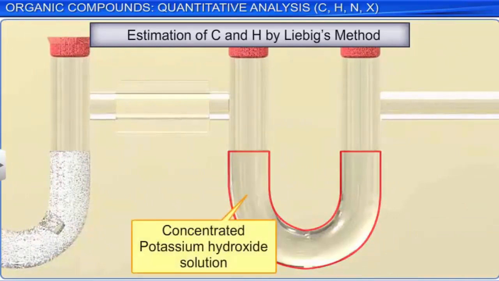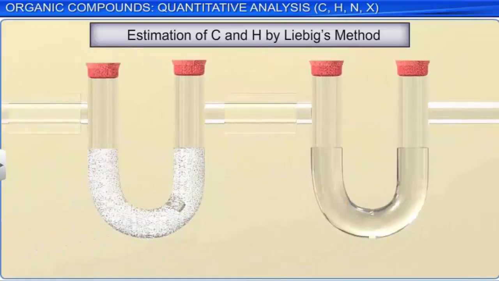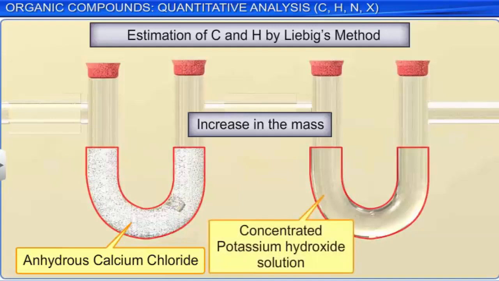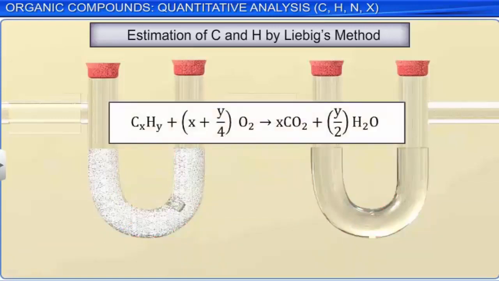The U-tubes are weighed again after this absorption. The increase in the masses of calcium chloride and potassium hydroxide is calculated to get the amount of carbon dioxide and water in it. From the amount of carbon dioxide and water, the percentage of carbon and hydrogen are calculated.